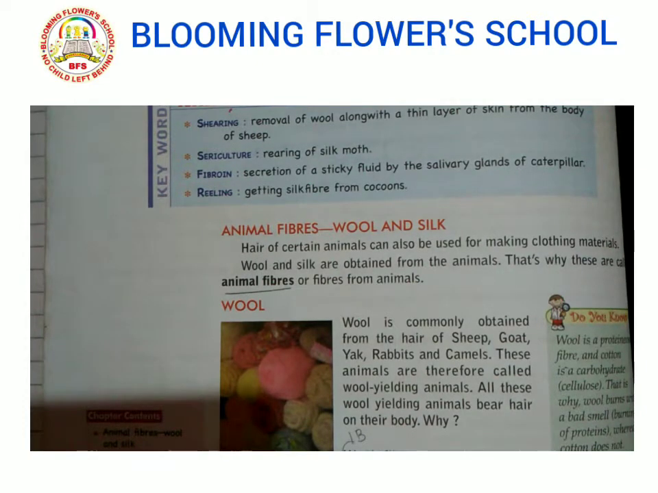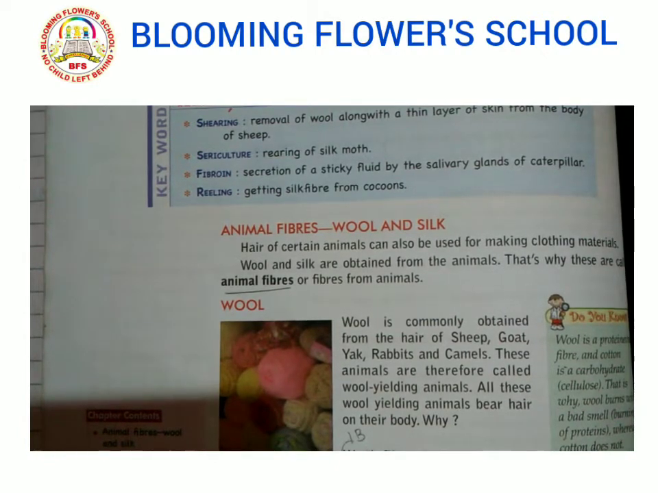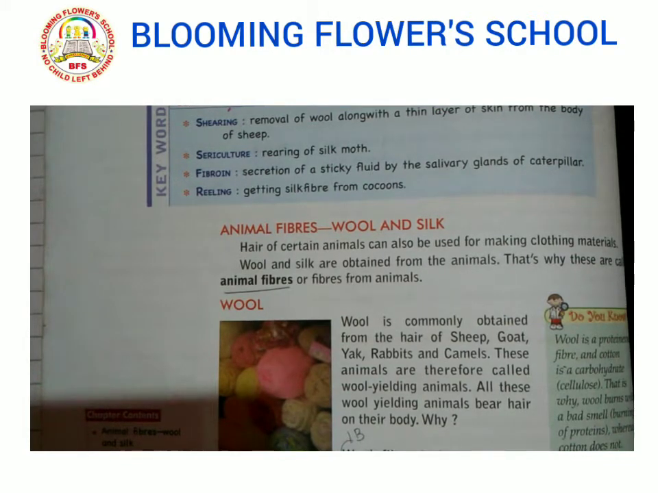So we take the fiber of their hair, the wool fiber, and make wool. Then we'll make woolen clothes like sweaters and all. We wear that, and we survive the cold atmosphere. So they act as what? Insulators, and do not allow body heat to move out.